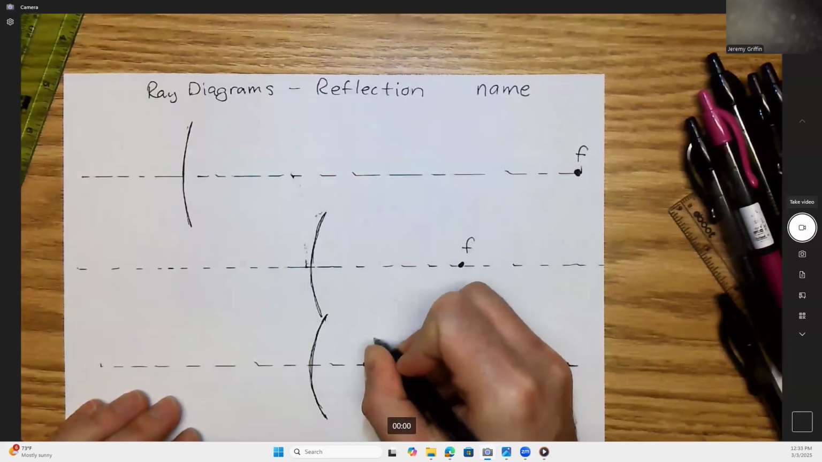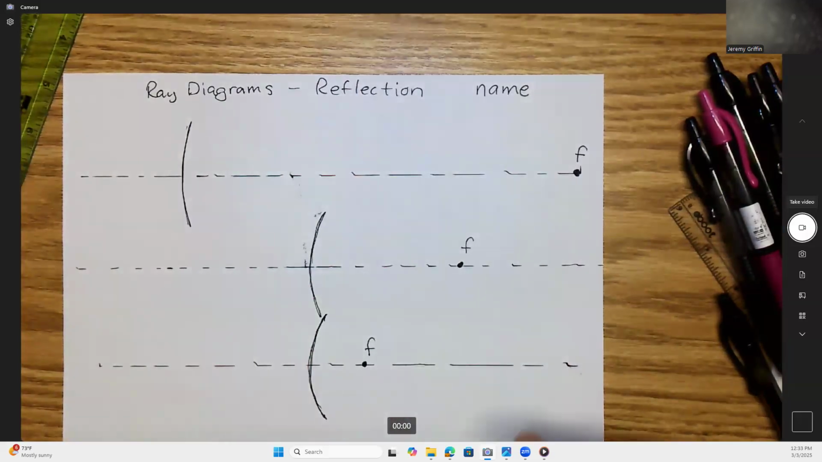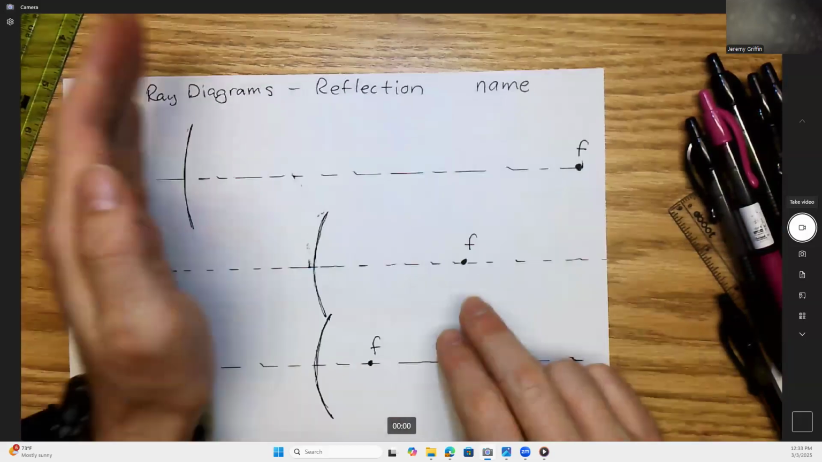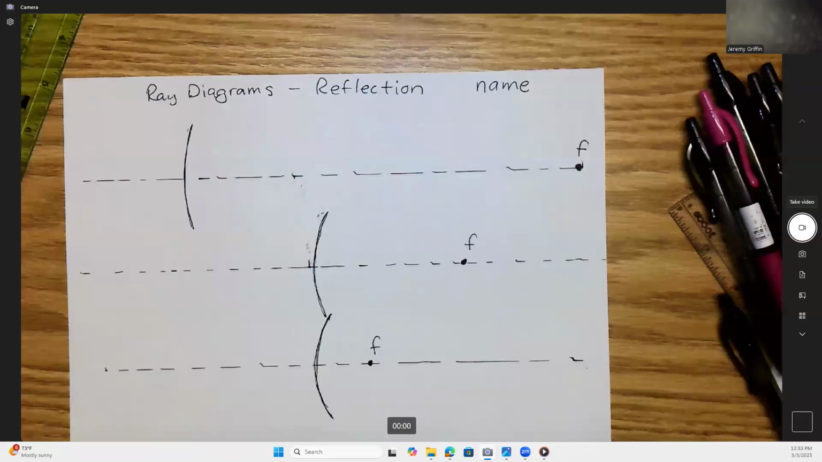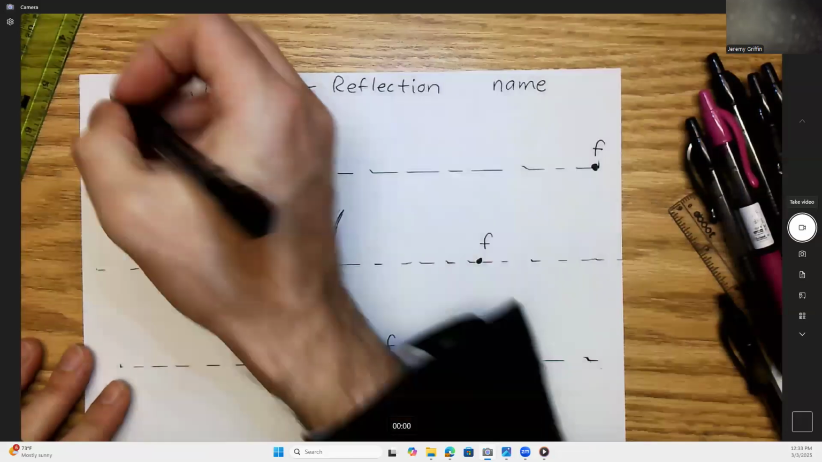So it's a really, really tightly curved mirror. You see that? So my mirrors are getting successively more and more tightly curved. Or that could correspond to the object changing its distance from the mirror surface. Let's get some objects on the board.